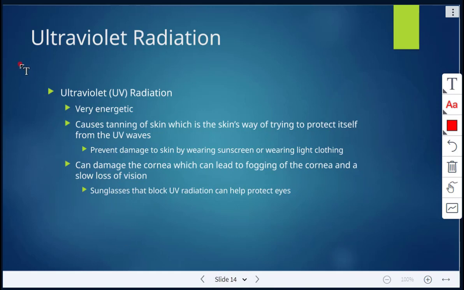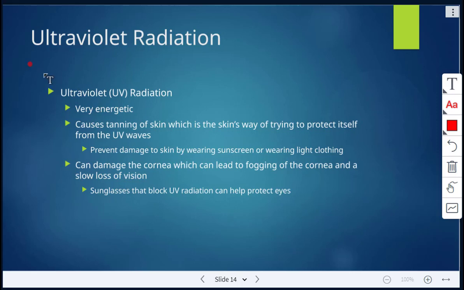Next is UV radiation, so ultraviolet radiation, very energetic, very high in energy. This is what causes tanning of the skin, which is the skin's way of trying to protect itself from the UV waves. So again, wearing sunscreen and light-colored clothing can prevent damage to the skin.